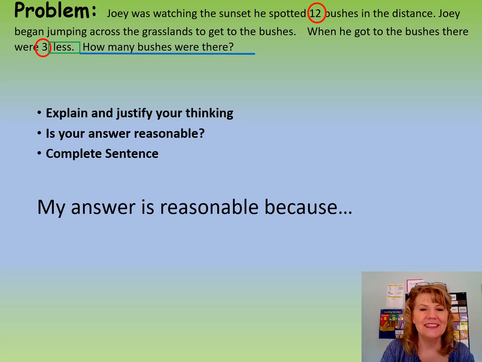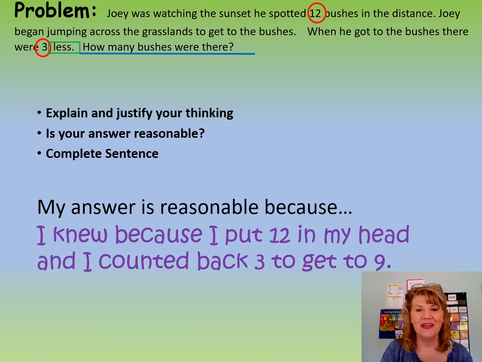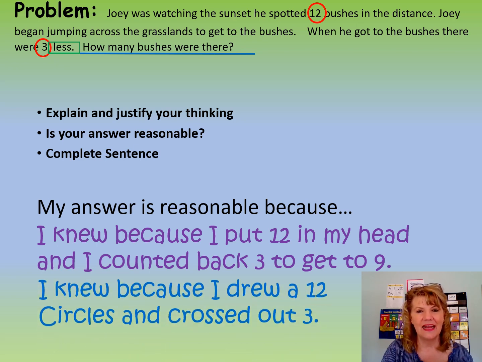Yes, Jonathan, go ahead and tell me what your answer is. Why is your answer reasonable? I knew because I put 12 in my head and I counted back 3 to get to 9. Good strategy, Jonathan. Thank you for explaining that so clearly. And Elena said, I knew because I drew 12 circles and crossed out 3. Both of those are awesome answers. I hope you came up with an awesome answer too.